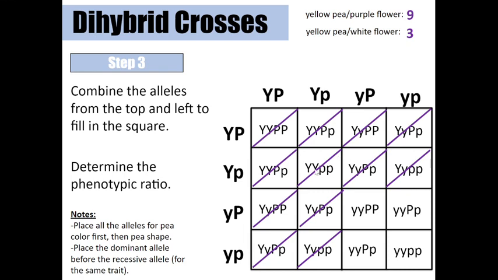So even though we have our capital Y's, we've got our little p's here, which means that it's going to have a white flower. Next, let's count our green pea with our purple flower. 1, 2, 3. All right, so we have 3 of those. Finally, let's count a green pea with a white flower. 1. That was pretty simple.